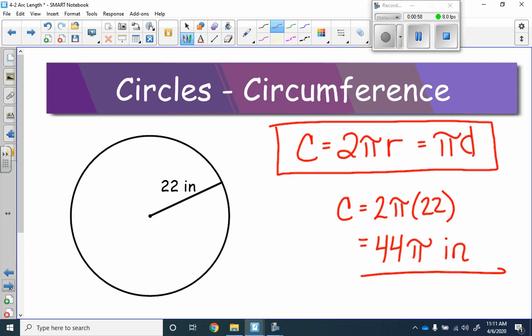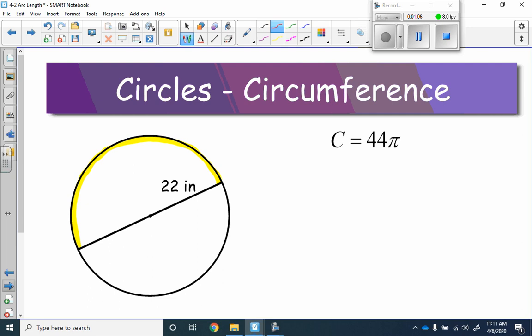Now, let's say that you had this circle here, and I'm going to draw my diameter in here. What would be the arc length of the yellow part? Well, hopefully you're looking at it and seeing that's a straight line, so this is 180 degrees, and that's half of our circle. So we can just divide this by 2, and our arc length would be 22 pi. It's half of your total circumference.